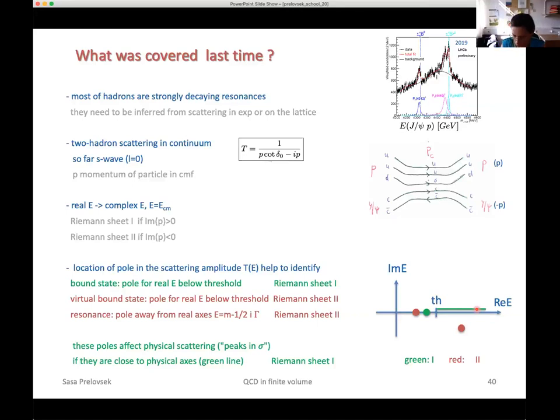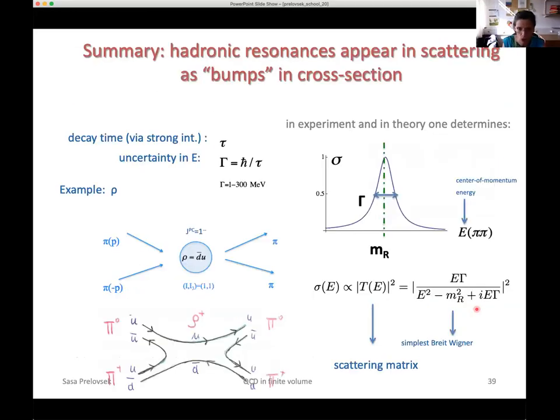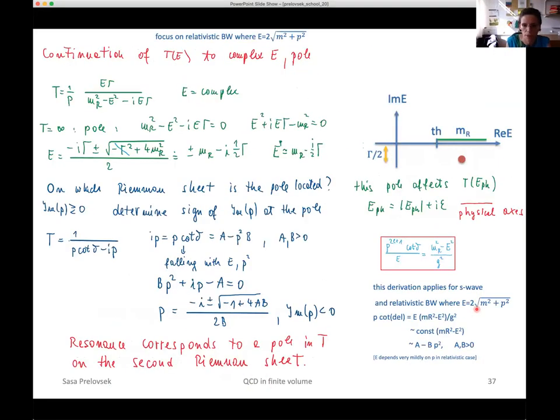Now there was one question remaining, and let me just briefly go into that, but for those who were not there, you will not understand. So this is just a passing remark. The question was on which Riemann sheet the resonance lies. We used the relativistic Breit-Wigner parametrization of the resonance.